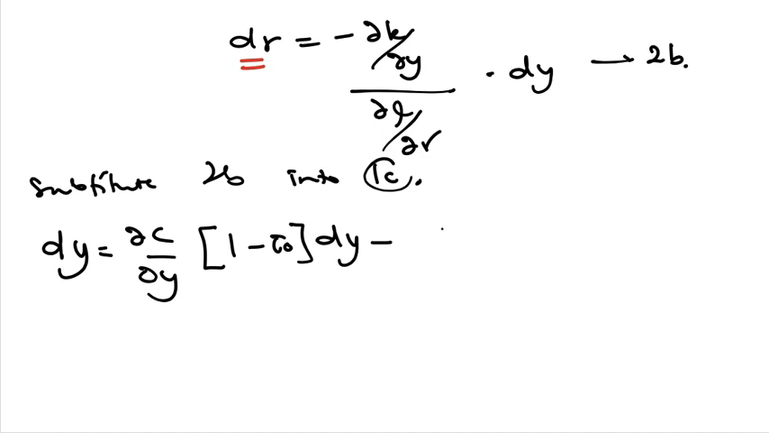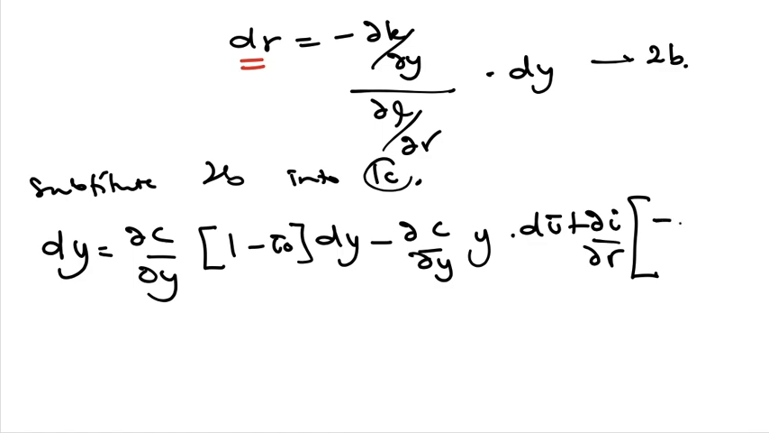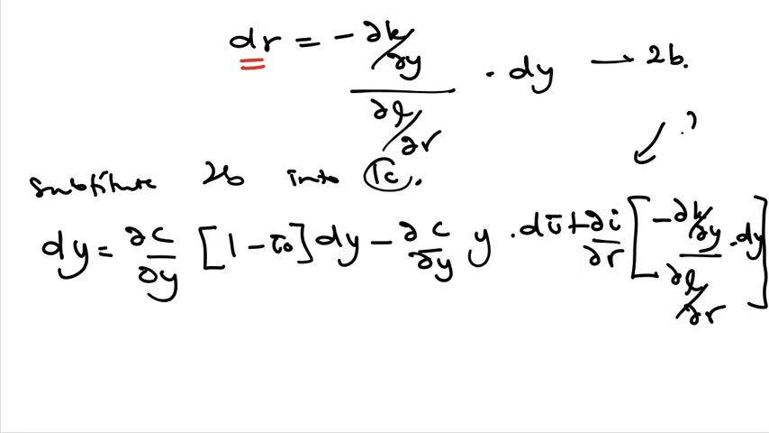Okay, this is something that we bring forward from the previous expression: delta c over delta y times dt, plus delta I over delta r times, minus, delta k over delta y over, don't forget the minus sign, delta l over delta r times dy, close bracket. And I call this one, let's say, 2c.